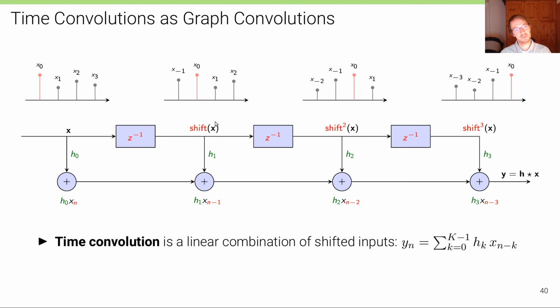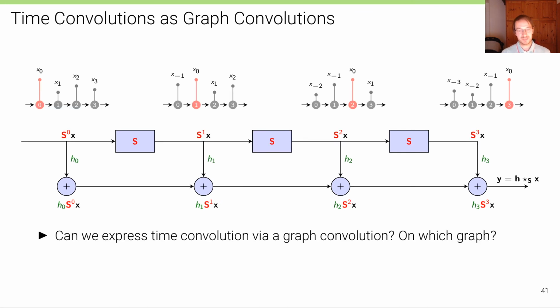And so we're shifting the input signal and multiplying the shifted signal with h after each shift. And then we're adding it to the previous output, similar as before. And we do this multiple times to arrive at the time convolved output. This is just a regular time convolution as a block diagram.